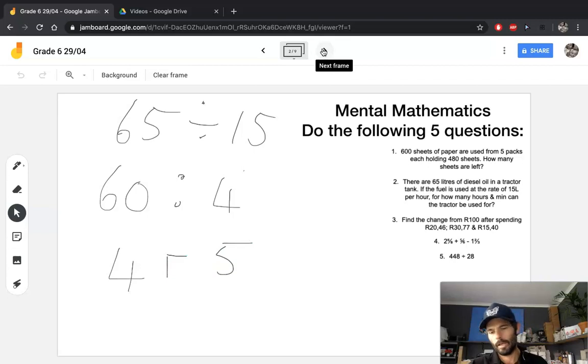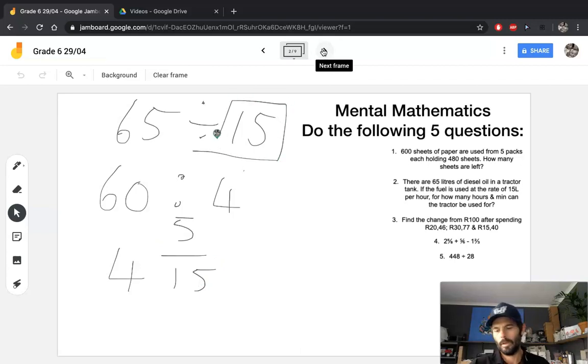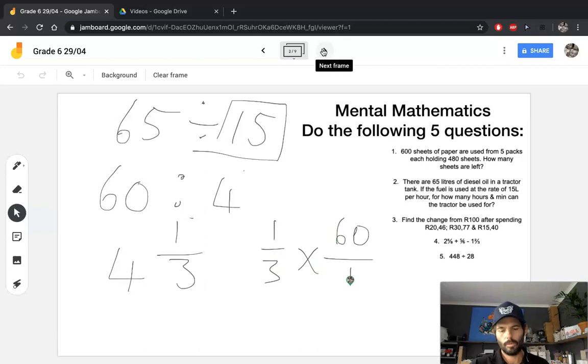Okay, and that remainder 5 is also written as 5 over 15 because we are dividing by 15. That is equivalent to 1/3. All right, and we know that 1/3 of 60 is equal to 20. So that tractor can go for 4 hours and 20 minutes.